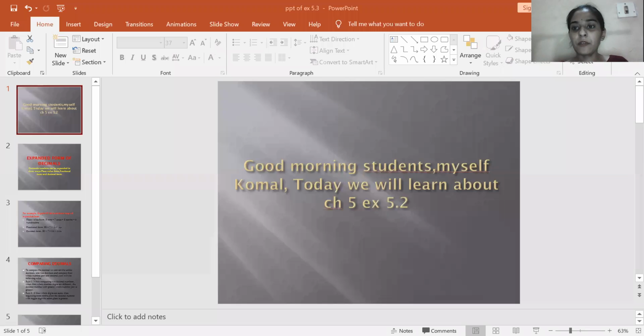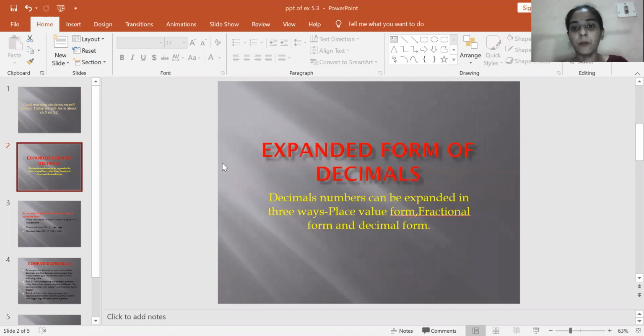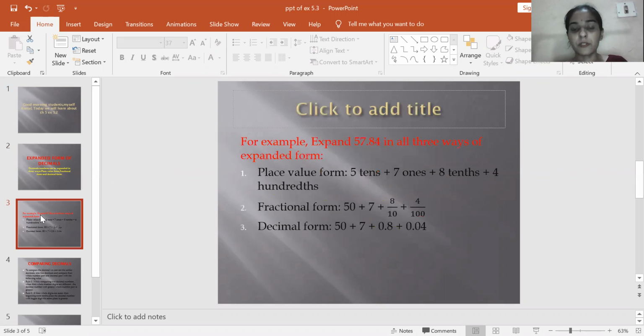Yes, class. Now our next topic is chapter 5, exercise 5.2. Now, expanded form of decimal. Decimal numbers can be expanded in three ways: place value form, fractional form, and decimal form. Let's discuss one by one with the help of examples.